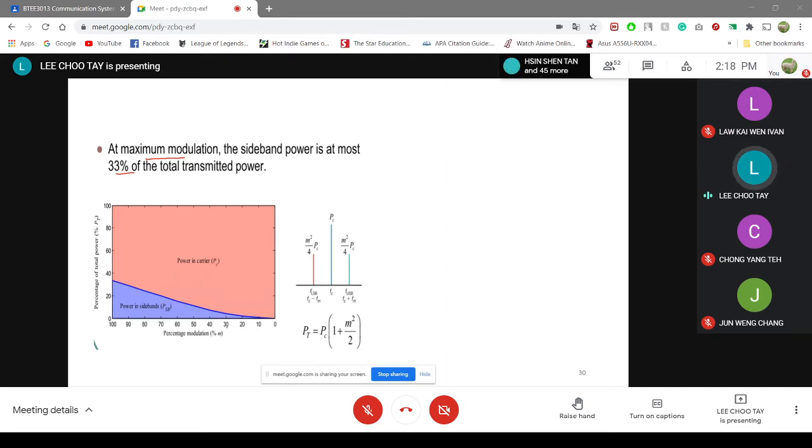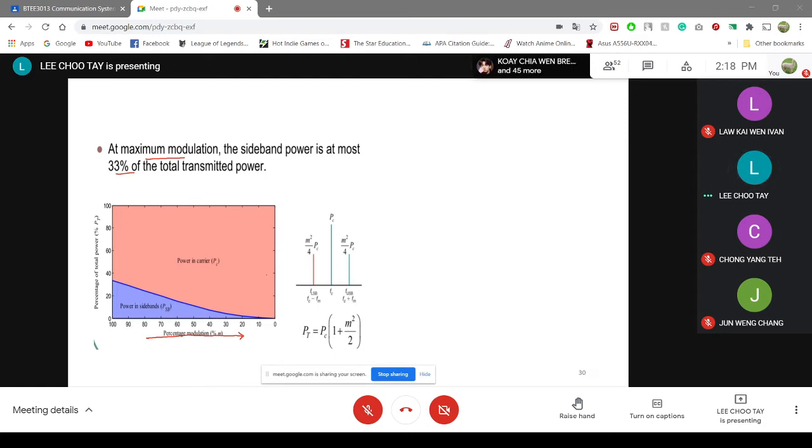And of course, if you decrease the modulation index, this is on your x-axis here, you can see that the power in the sideband actually reduces significantly, while the carrier occupies more and more of the total transmitted power. So as far as double sideband full carrier is concerned, even though it solved our problem at recovery where we don't require synchronous detection, it actually wastes a lot of power.